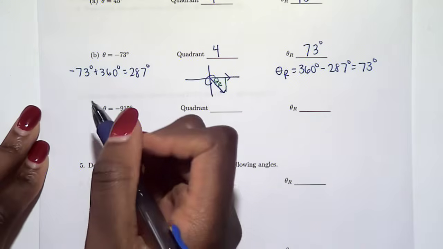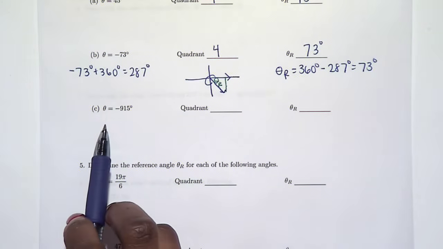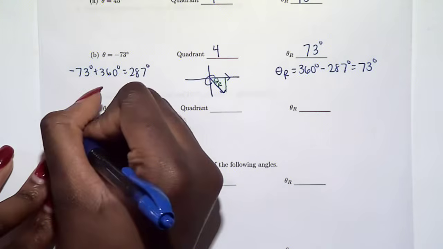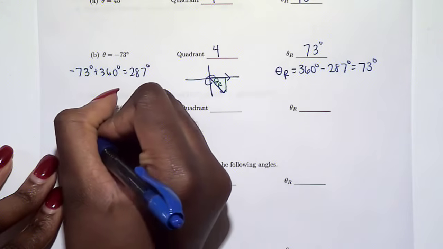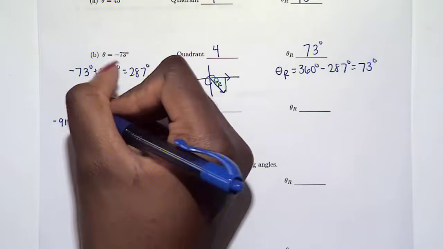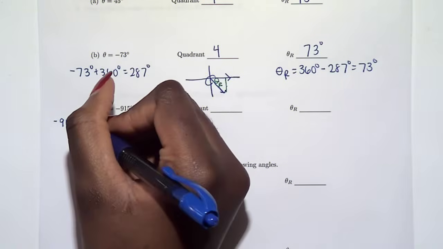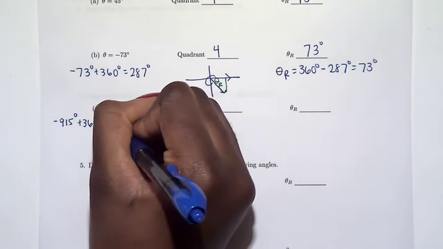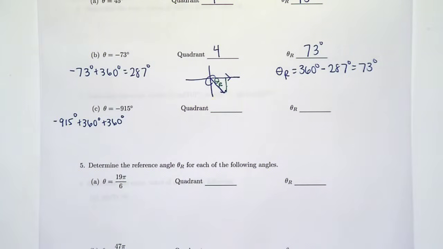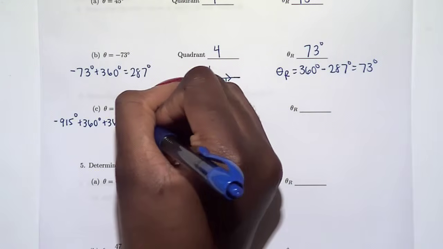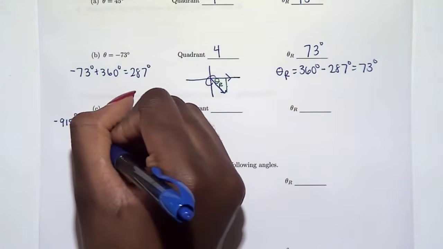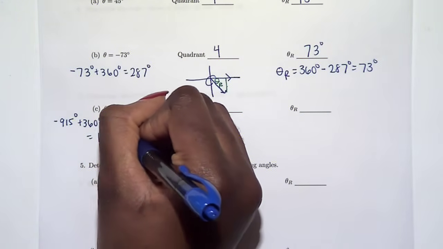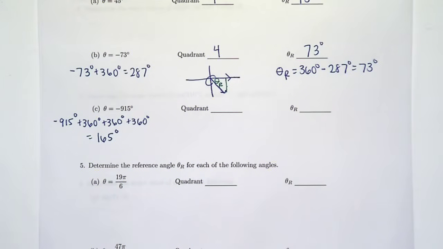We first need to get it on our unit circle so we can know where it's located. So negative 915. We need to add 360. That won't be enough. I'm going to add it again. Still won't be enough. I'm going to add it one more time. And we get 165. Perfect. We are now on our unit circle. We can figure out what quadrant this angle is in.